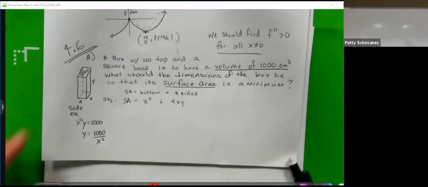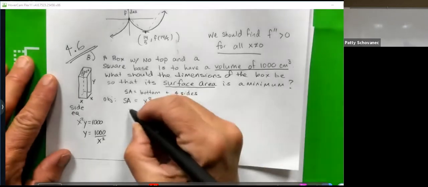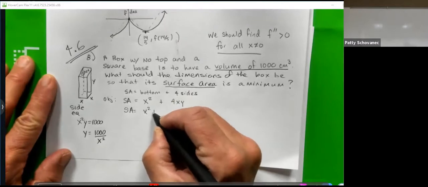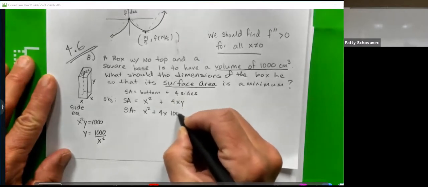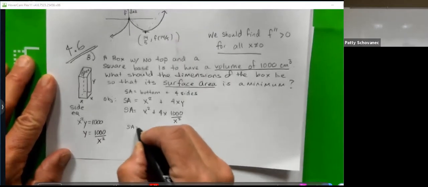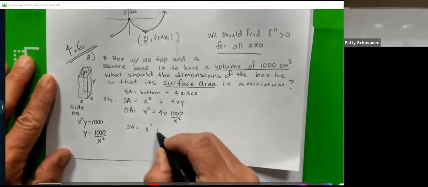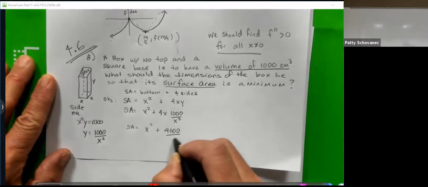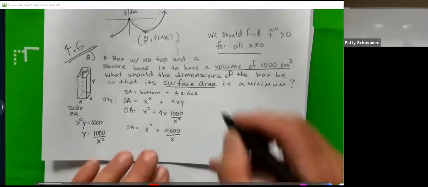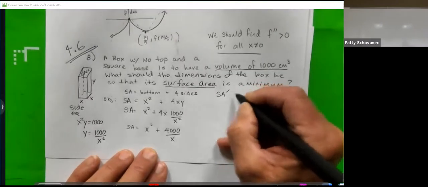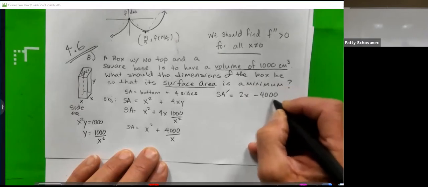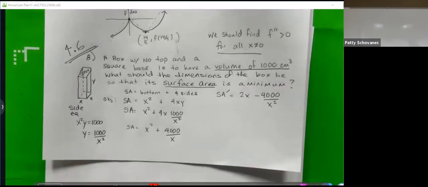All right, I've got to catch up with you. We're running out of time here. Surface area is going to be x squared plus 4x times 1,000 over x squared. So I get that surface area is x squared plus 4,000 divided by x once I cancel. Now the derivative. I get a 2x here minus 4,000 over x squared.